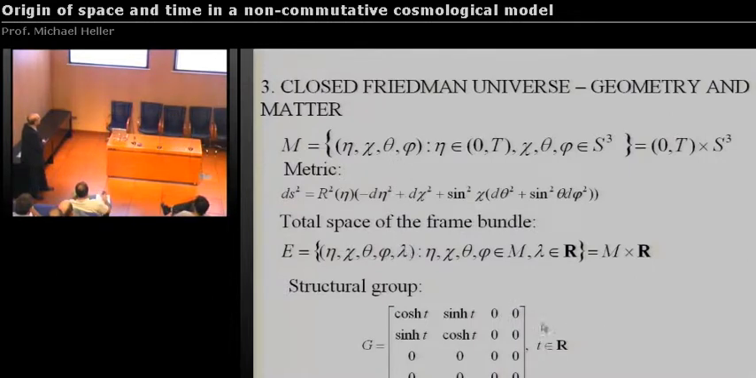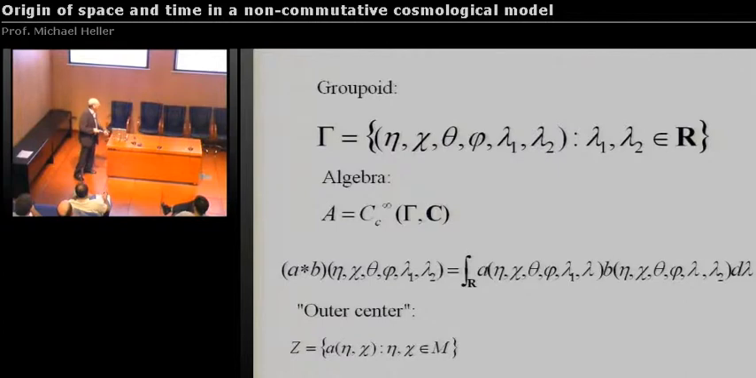And now we construct gamma, the groupoid gamma. The groupoid gamma has 4 space-time coordinates and 2 more coordinates, because gamma elements are in fact pairs, as we have seen. So there are 2 numbers belonging to R. So gamma is also a rather simple space. And then, having gamma, we define the algebra of compactly supported smooth functions with complex values, and the convolution, the multiplication, is defined here.